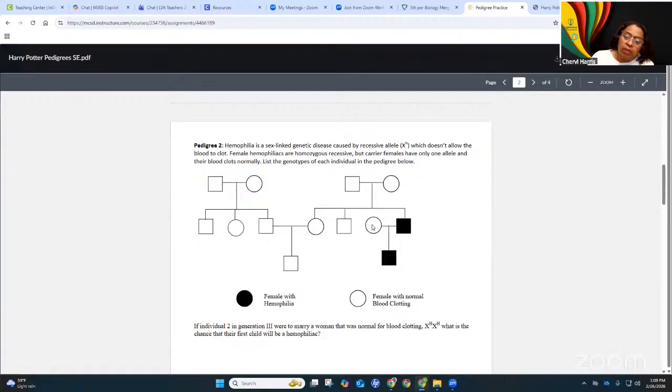So she had to be a carrier, because even though she's normal, she could be getting the X from mom and the Y from dad in order to be a male. Y had to come from dad, X had to come from mom. So she was a carrier. He married a carrier. Okay.